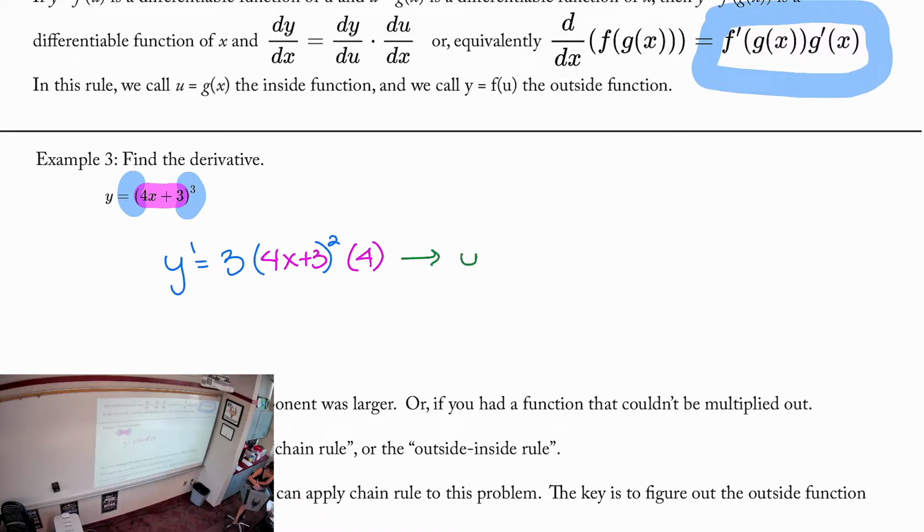Okay, so y prime is 12 times 4x plus 3, the quantity squared, and then somebody's about to ask me whether or not they have to simplify. No, you can leave it like this. Yes. Yeah. Oh, let's go, baby.